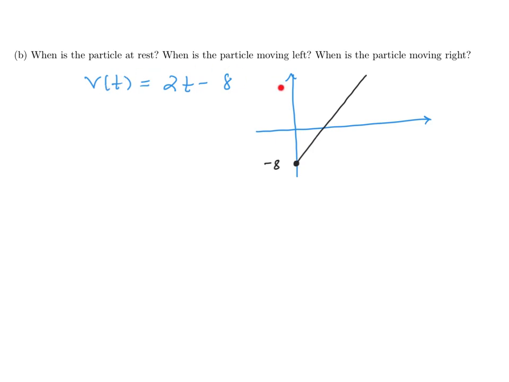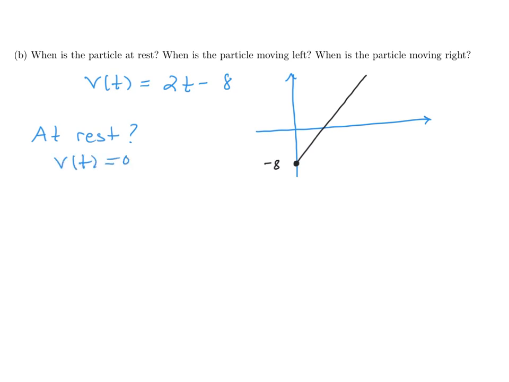If your velocity is 0, the particle is at rest. If your velocity has negative y values, negative means movement to the left, and if the velocity has positive y values, that means movement to the right. So I'm going to start with addressing when is the particle at rest. I will note that this is when the velocity equals 0.